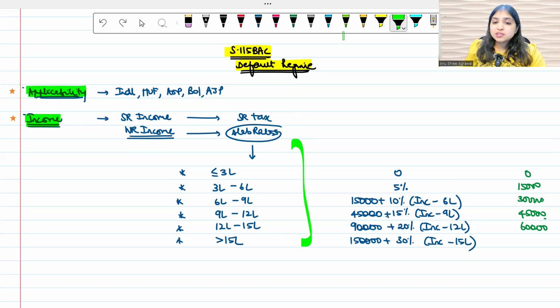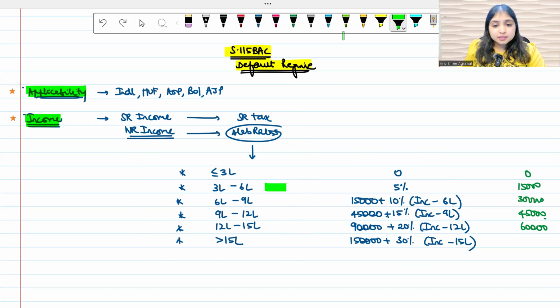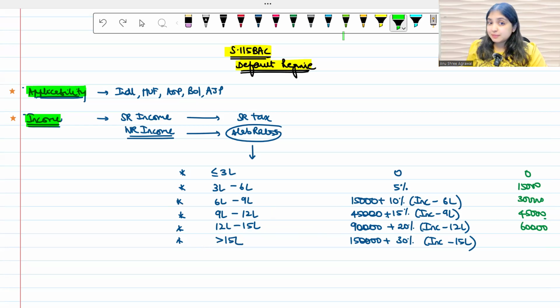All right. So these are going to be your revised slab rates. Up to 3 lakh, no tax. 3 lakh to 6 lakh, 5%. 6 lakh to 9 lakh, 15,000 plus 10%. 9 lakh to 12 lakh, 45,000 plus 15%. 12 lakh to 15 lakh, 90,000 plus 20%, and more than 15 lakh will be 1,50,000 plus 30%. So if your income is more than 15 lakh, then up to 15 lakh, you anyways have to pay 1,50,000 plus 30% of the excess. You are aware of all of this.